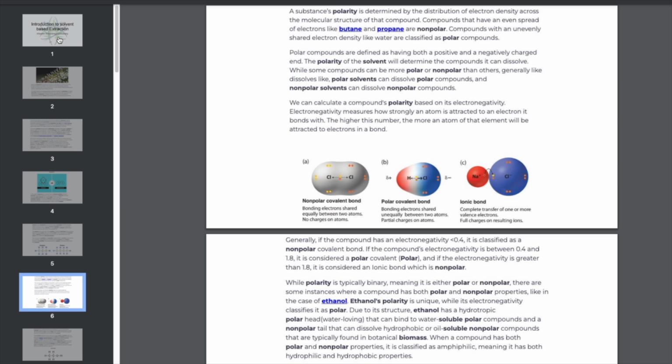We can calculate a compound's polarity based on its electronegativity. Electronegativity measures how strongly an atom is attracted to an electron it bonds with. The higher this number, the more an atom of that element will be attracted to the electrons in a bond. So, for a simple case in point, this is the same concept that's deployed all throughout organic chemistry, right?